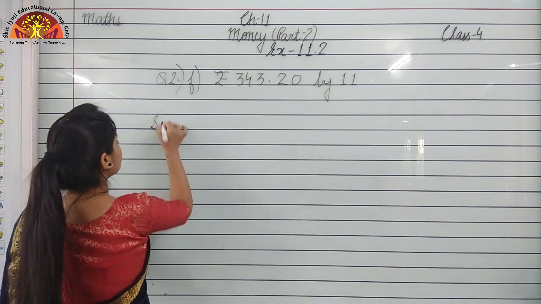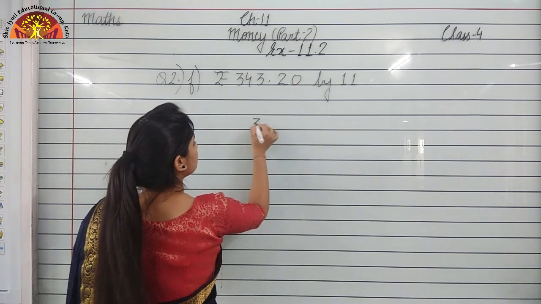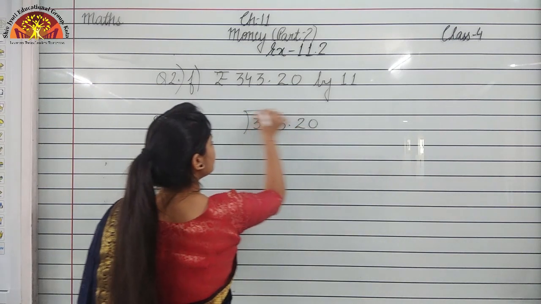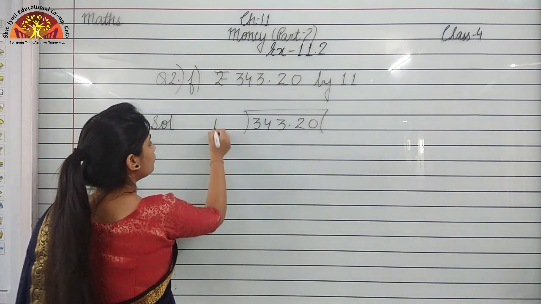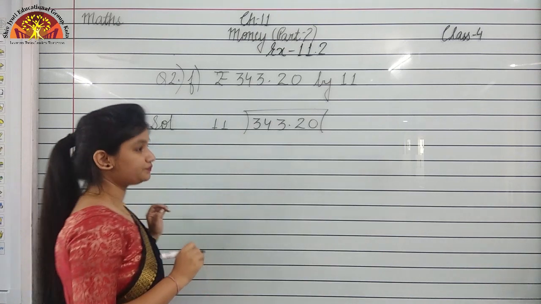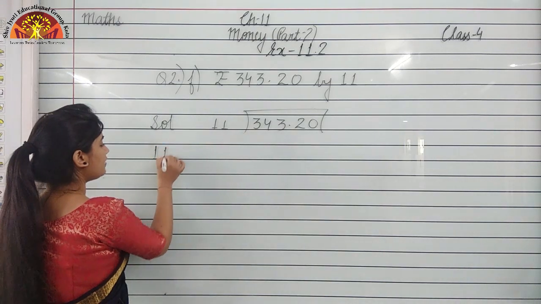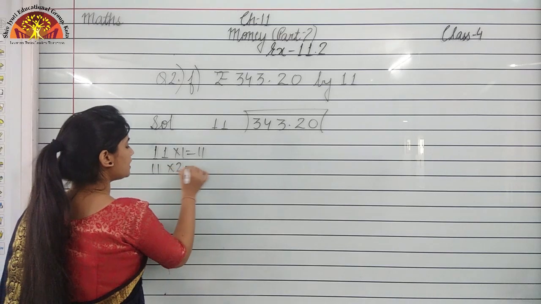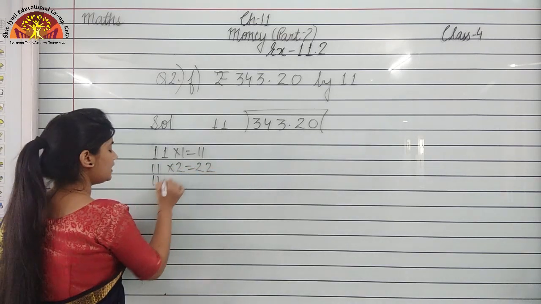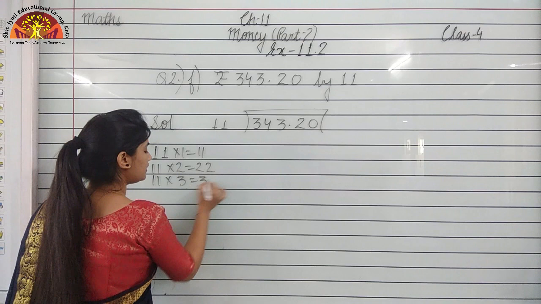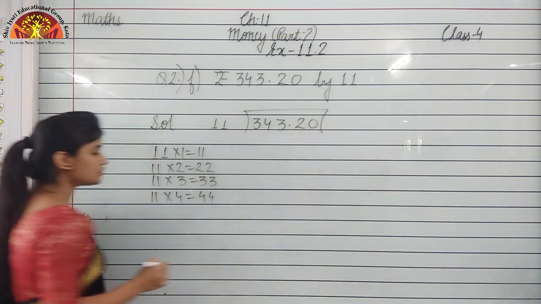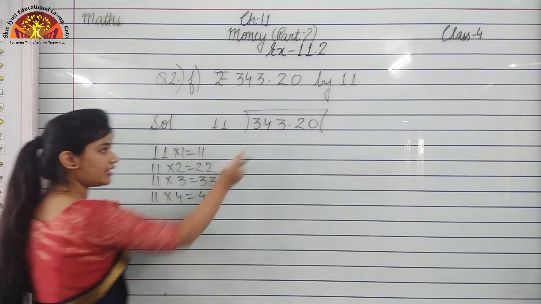So now we will write 343.20 here, and now we are going to divide it by 11. So as we know, 11 ones are 11, 11 twos are 22, 11 threes are 33, and 11 fours are 44. So students, 44 is greater than 34.